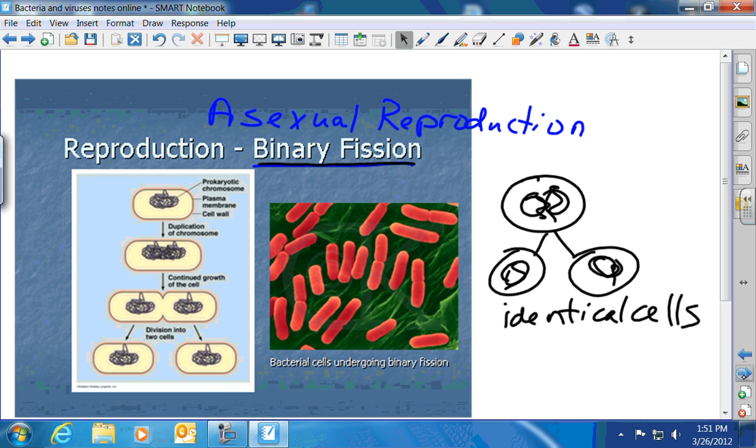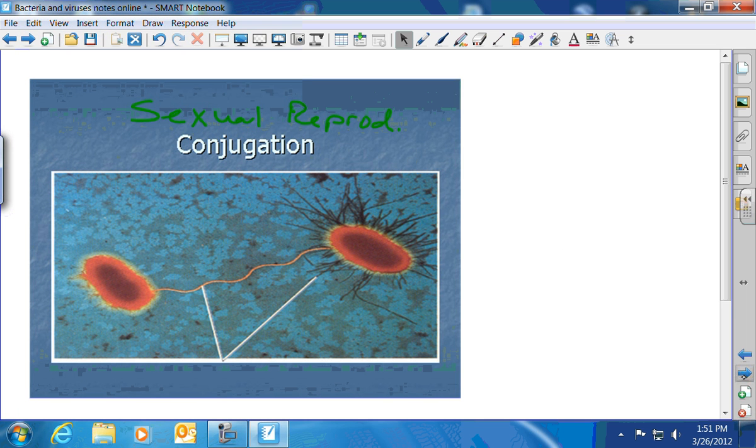There's also conjugation, which is our sexual reproduction. Okay, and we have the flagella meeting up, exchanging genetic material, and then breaking apart. And that is sexual reproduction.